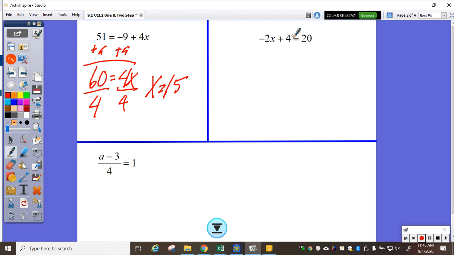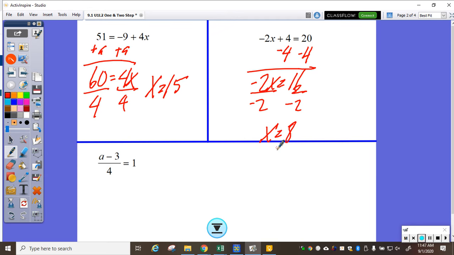All right, so here, subtract 4, giving me negative 2x equals 16. Divide the negative 2, x is going to equal 8.